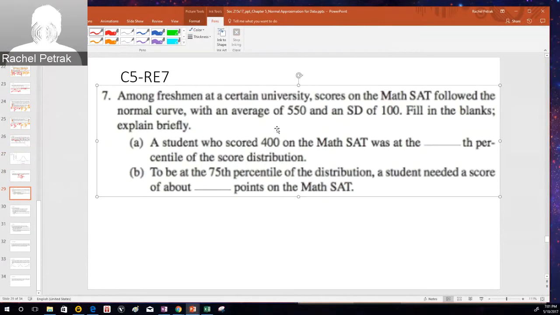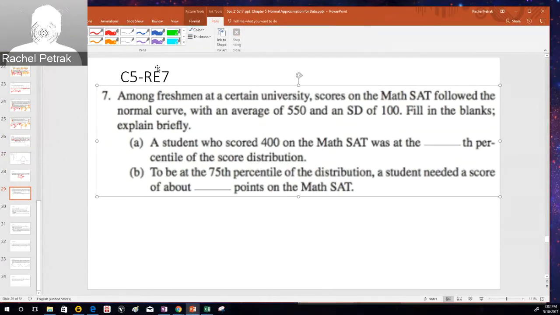Among freshmen at a certain university, scores on the math SAT followed a normal curve with an average of 550 and a standard deviation of 100. Fill in the blanks and explain briefly. Okay. This time I'm going to learn from my last opportunity to fill in the blanks and remember to read these very closely. A student who scored 400 on the math SAT was at the blank percentile of the score distribution.